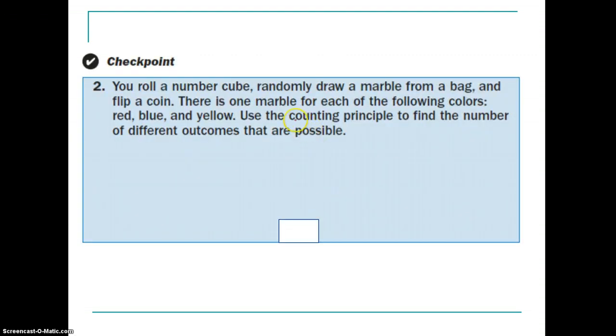Try number 2. Use the counting principle to find the number of different outcomes if you roll a number cube, randomly draw a marble from a bag, and flip a coin. There is one marble for each of the following colors: red, blue, and yellow. Pause the video and try number 2 yourself. The number cube is 6. A marble has 3 colors, and a coin only has 2 sides. So 36 is your answer.